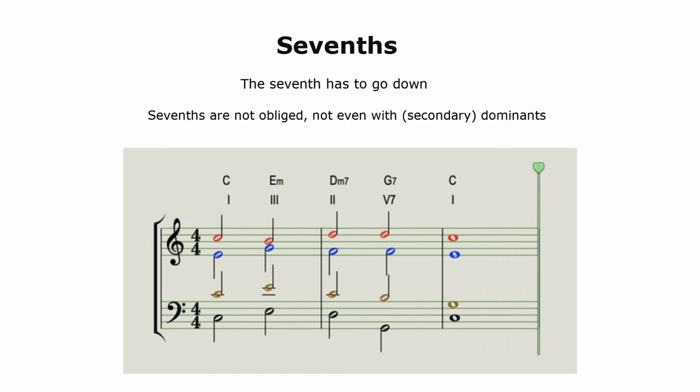By the way, sevenths are not obligatory, not even in secondary or primary dominance. In the assignments, you have to insert a seventh when the Roman numeral explicitly has a 7. When the seventh is not specified, you may choose. If you use a seventh, it has to go down.